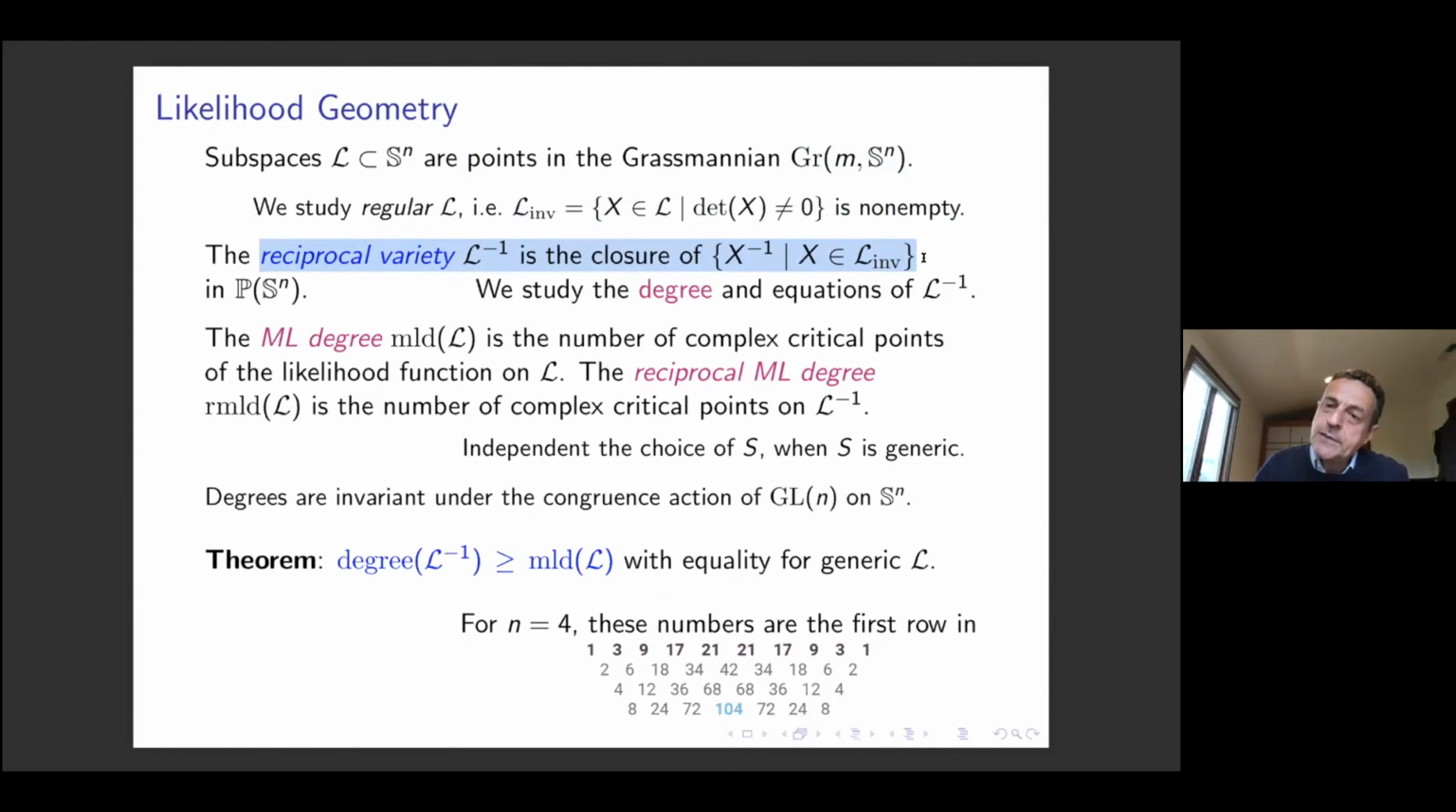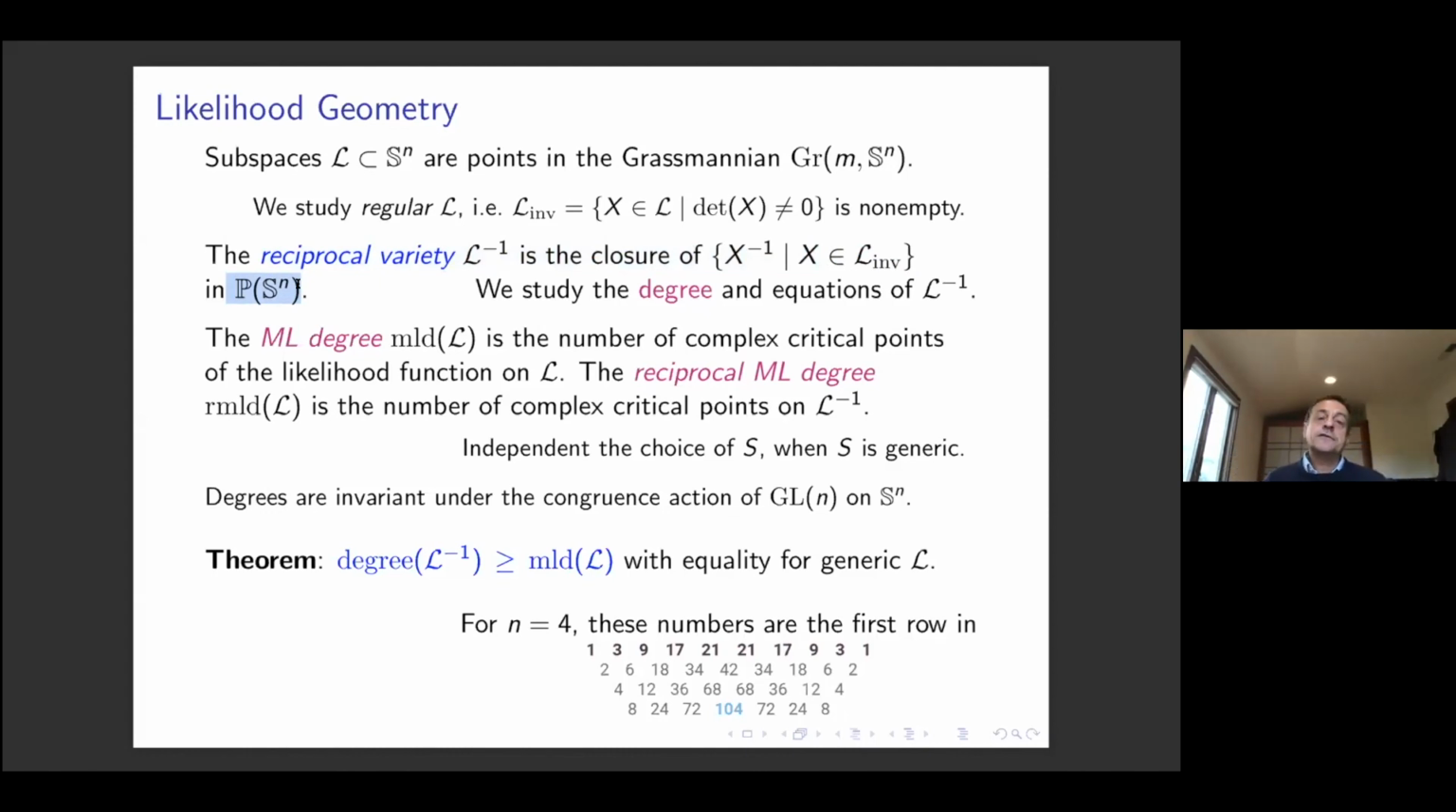You have a linear space of matrices. The typical matrix is invertible. You invert it, then you take the set of all of these inverses and you close them up, and this becomes a projective variety in the n plus one choose two minus one dimensional projective space. And we're interested in basic invariants: equations, degrees, singularities, and so on.